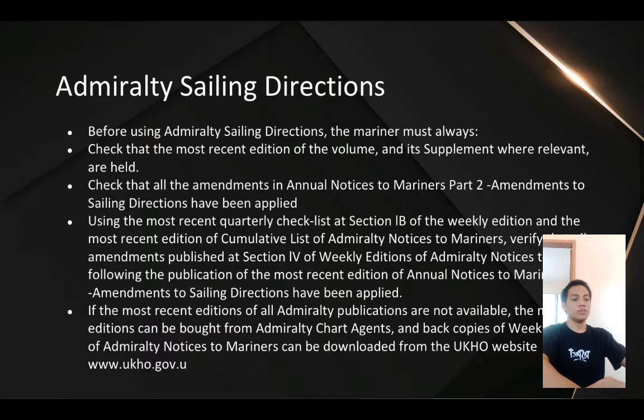If the most recent editions of all Admiralty publications are not available, they can be bought from Admiralty chart agents, and back copies of weekly editions of Admiralty Notices to Mariners can be downloaded from the UKHO website, which is www.ukho.gov.uk.